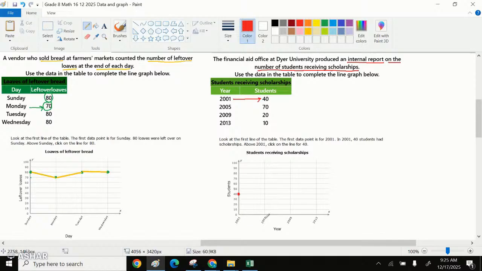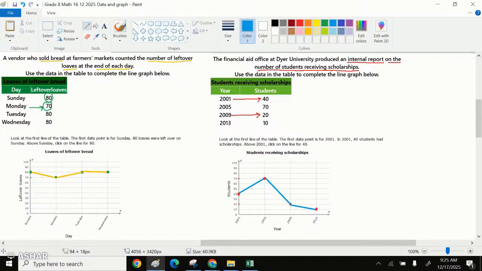Similarly, 2005, that would be 70 students. 2009, that would be only 20 students. And 2013, there are only 10 students. So when we join these points together, we will find the pattern of scholarships at this college, right? At this university, what is happening? Let's see now. The financial aid office at Dyer University produced an internal report. Their report was that these are the numbers of scholarships.